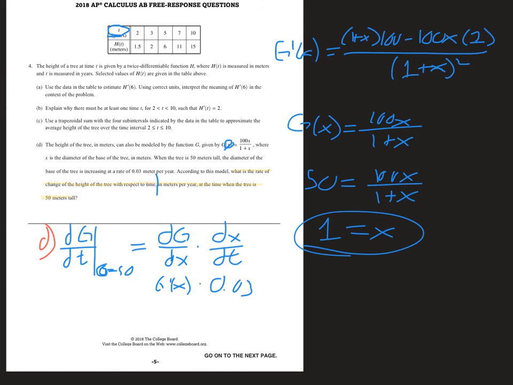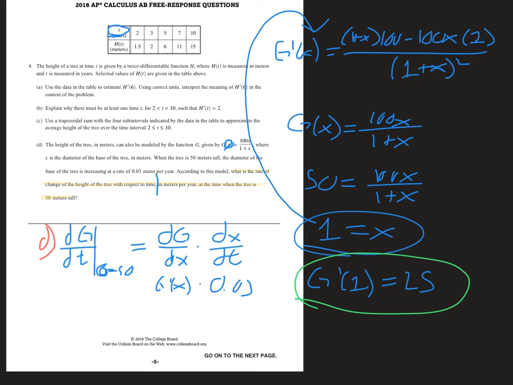Take that, plug it in here, and figure out g prime of 1. If you simplify, I believe you get 25 for g prime of 1. Then you take that answer, change colors here, we're getting a little bit messy. Take whatever you get here, which I believe is 25, plug it in here, and then multiply by 0.03.